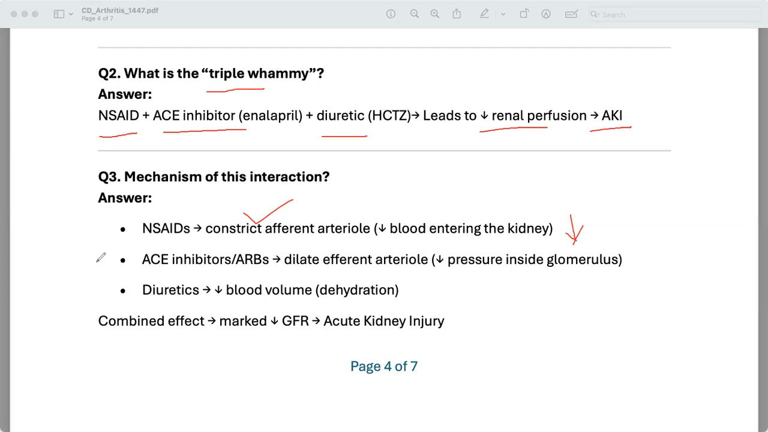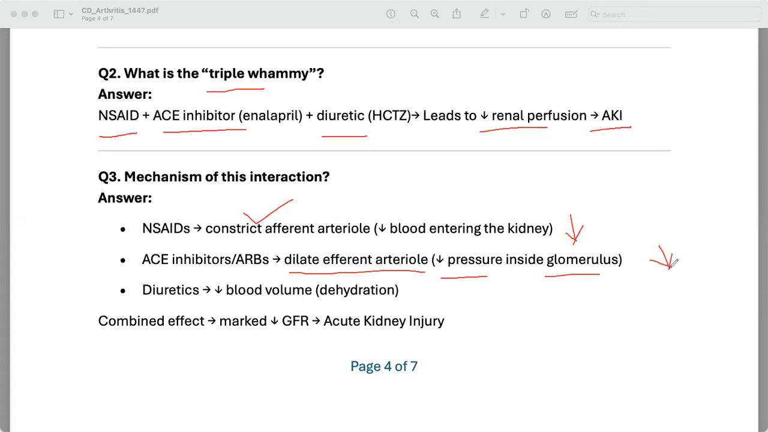Second drug, angiotensin converting enzyme inhibitor or angiotensin receptor blocker. This drug dilates the efferent arteriole. What will be the effect of dilation of efferent arteriole? It will decrease the pressure inside the glomerulus, and that also decreases the urine output.